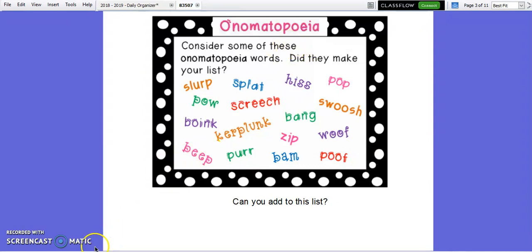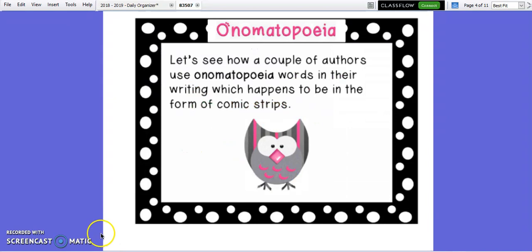They're onomatopoeia. They can be used throughout, and we've seen lots of different authors use onomatopoeia to make their words jump off the pages in many different forms of writing. Specifically, we've seen this more recently in graphic novels, but originally in comic strips. Let's take a look at a couple of examples.